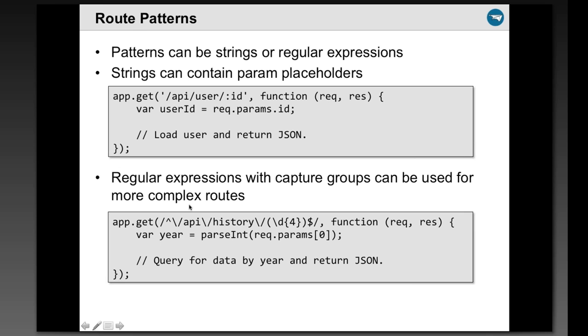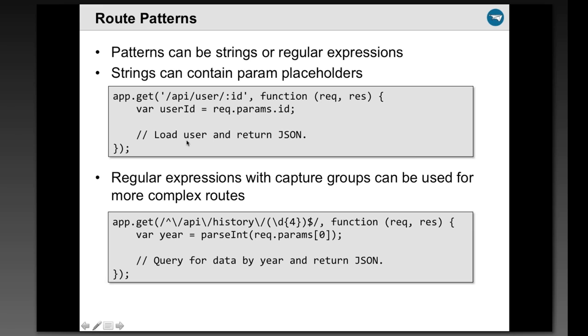And these URLs can have patterns in them. In this example, we can see that /api/user/ something here is a pattern where that :id ends up getting extracted from the URL and put on this request.params.id property. So we can then use that to fetch the user object from the database and then format it as JSON and send it to the client.